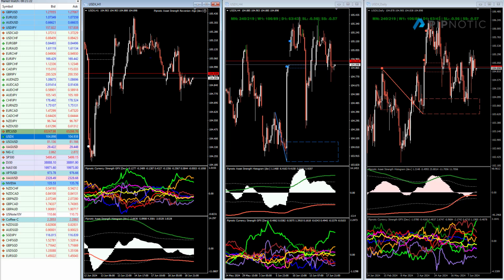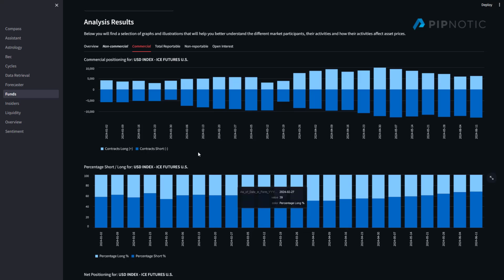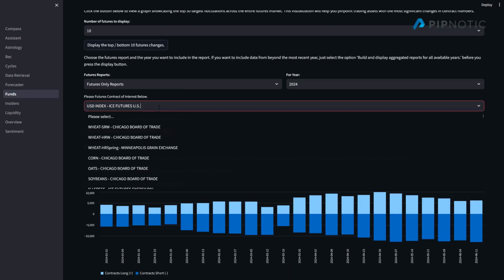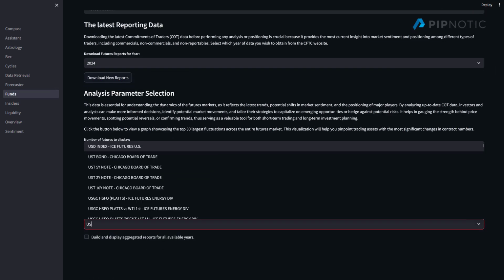Okay, so let's have a look at... I can't see what the order was for these assets, but I'll just go through them one by one. Let's have a look at the British pound. I'm just going to grab the COT data for the British pound sterling.